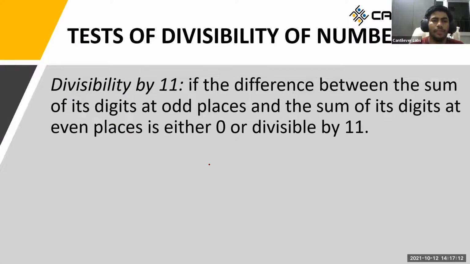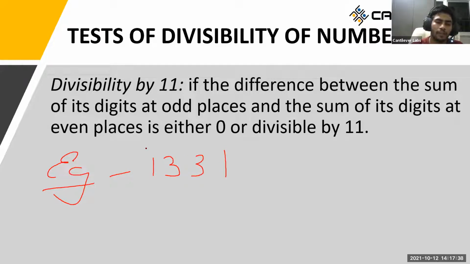Next comes divisibility by 11. This is pretty new and tricky. If the difference of the sum of digits at the odd places and the even places is either 0 or the difference itself is divisible by 11, then the whole number would be divisible by 11. So for instance, let's take an example, 1331. Let's check. We'll add the digits in odd places and we'll add the digits in even places.